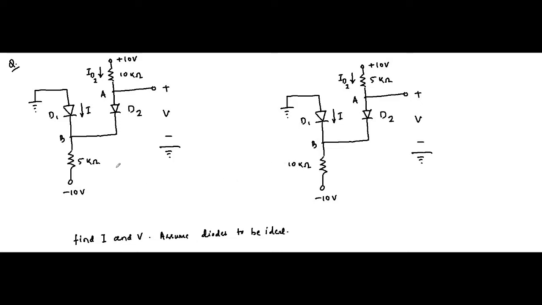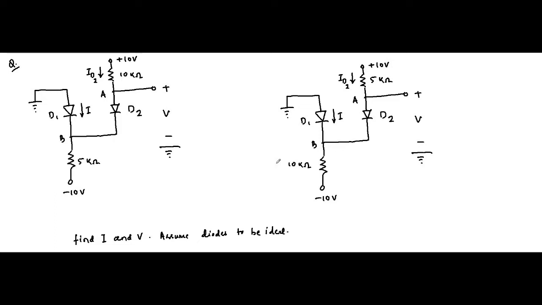In the first diagram the 5 kilo ohm is at the bottom, the 10 kilo ohm is at the top, and in the second one it is interchanged. The 10 kilo ohm is at the bottom, 5 kilo ohm is at the top. The diodes D1 and D2 are ideal. We have to find out the value of the current I flowing through diode D1 and this voltage V measured from this point A to ground in both the cases.